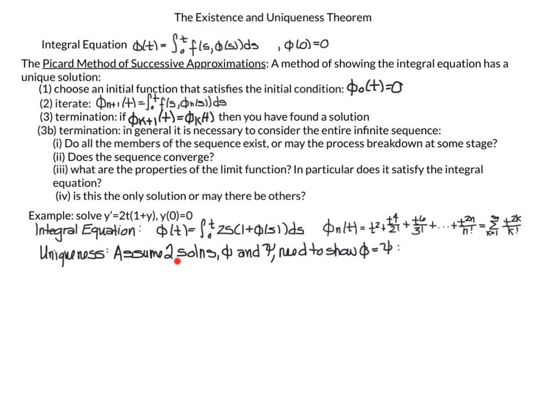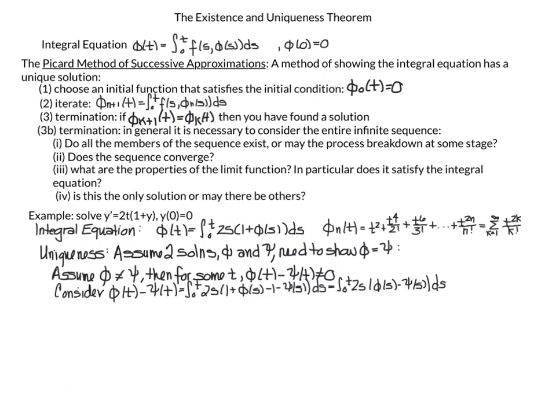We're going to start by assuming two solutions, that we have a phi and a psi. And we're going to show that out of necessity, phi has to equal psi. We'll start with two solutions, phi and psi, and we'll assume they are not equal. In other words, we truly do have two solutions. Of course, we're going to end up with some sort of contradiction that says actually they have to be equal. But we'll start by saying they are not equal.